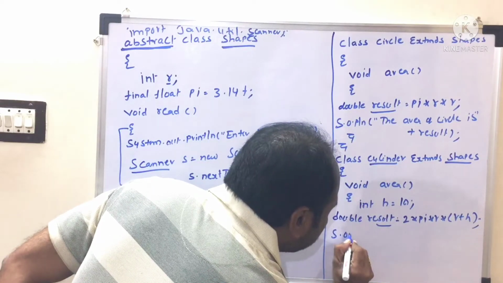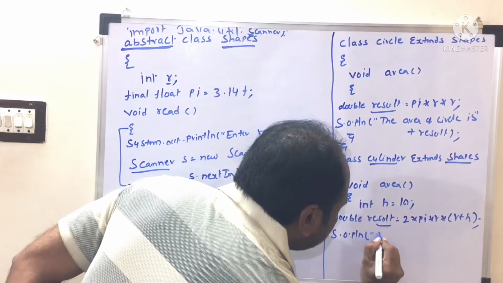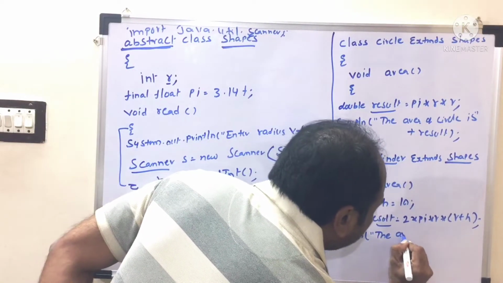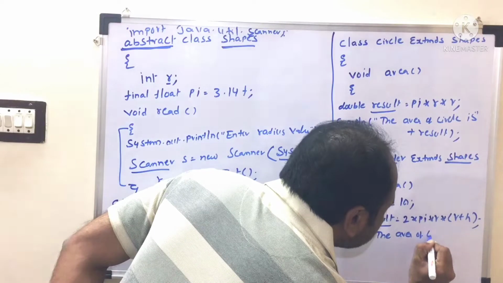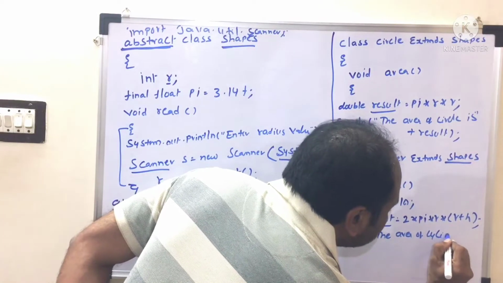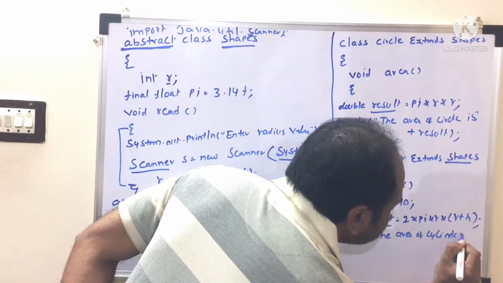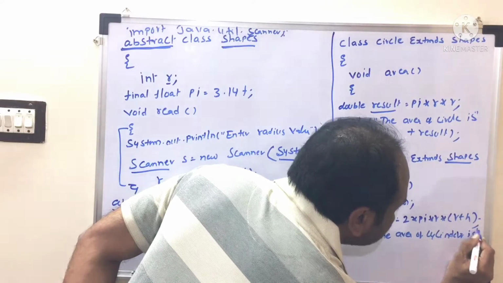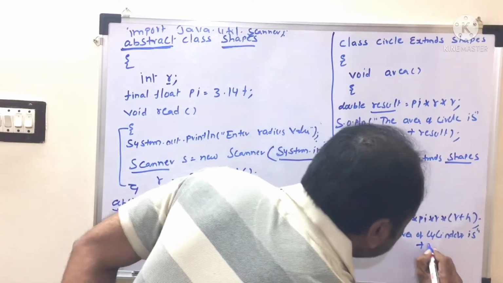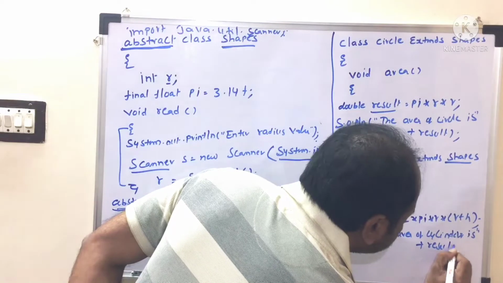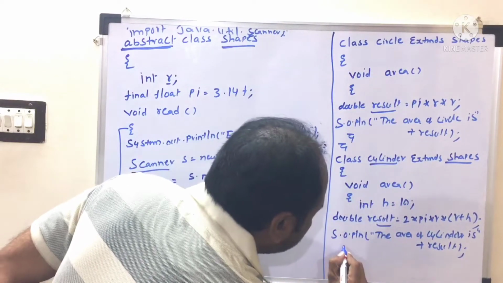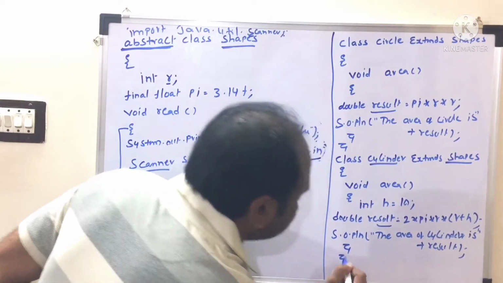System dot out dot println, the area of cylinder is plus result. Area method close, class closed.